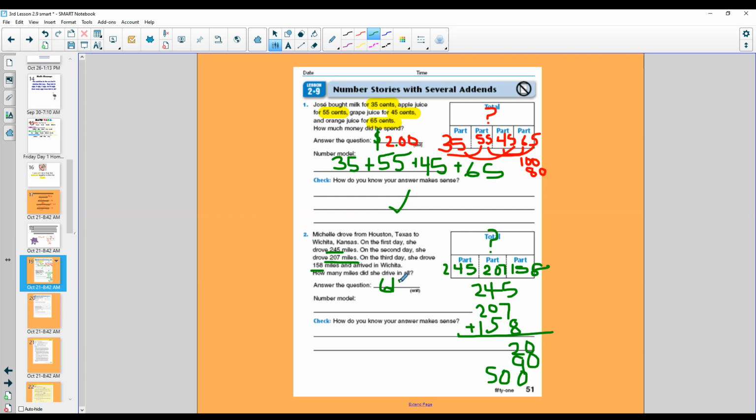610. What's our unit? 610 what? Up here we have the dollar sign. What do we need here? MI for miles. Does it make sense that we're going to end up in the 600s? 2, 4, 5, yeah, about 600. Use your mental math to make sure it makes sense.